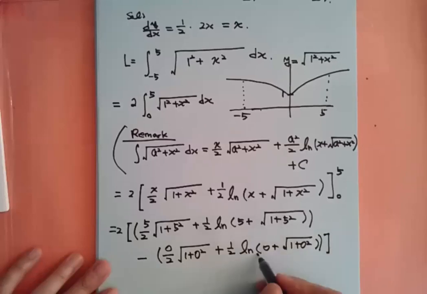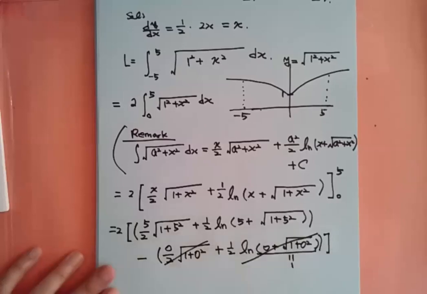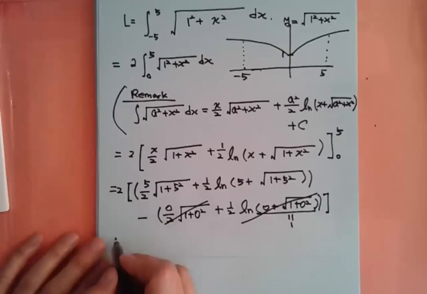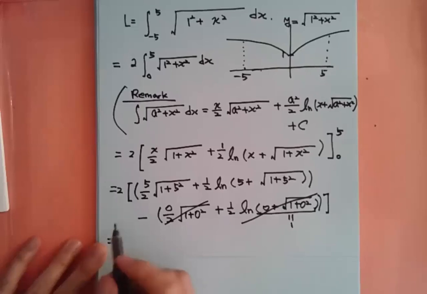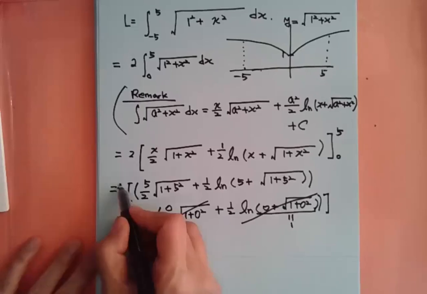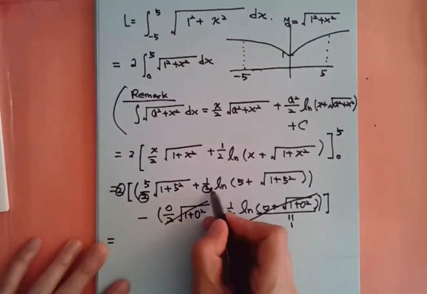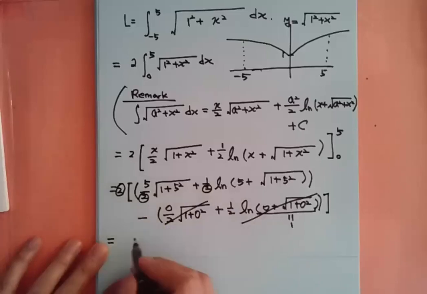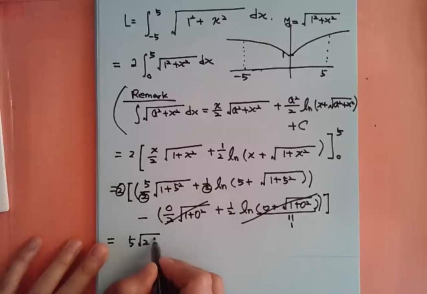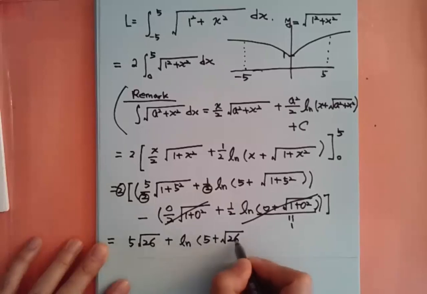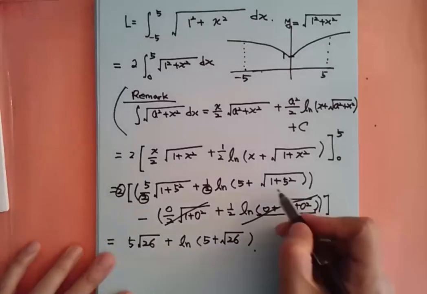So this part becomes 1, so natural log will vanish, this one vanishes. So the final answer will be, we can ignore this 2 because these 2 and 2 will cancel each other when we do distribution. So the final answer is 5 square root of 26 plus natural log of 5 plus square root of 26. This is 26.